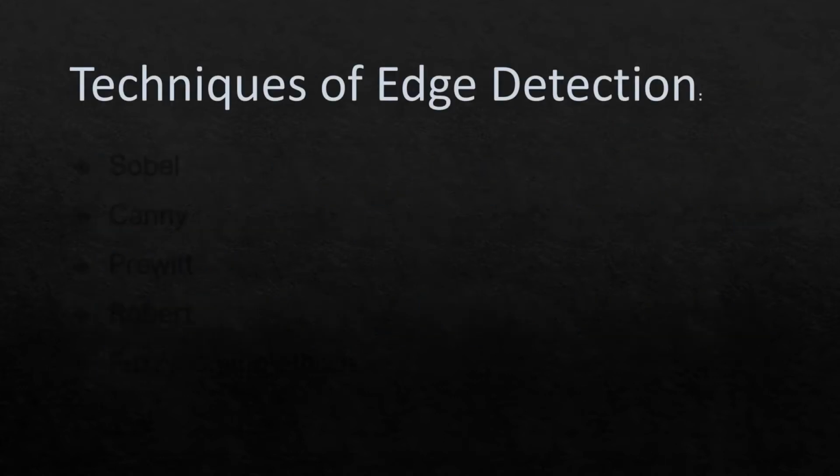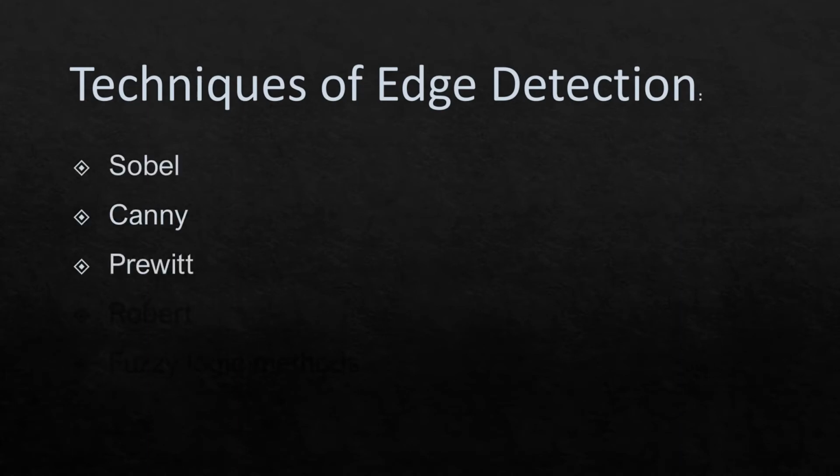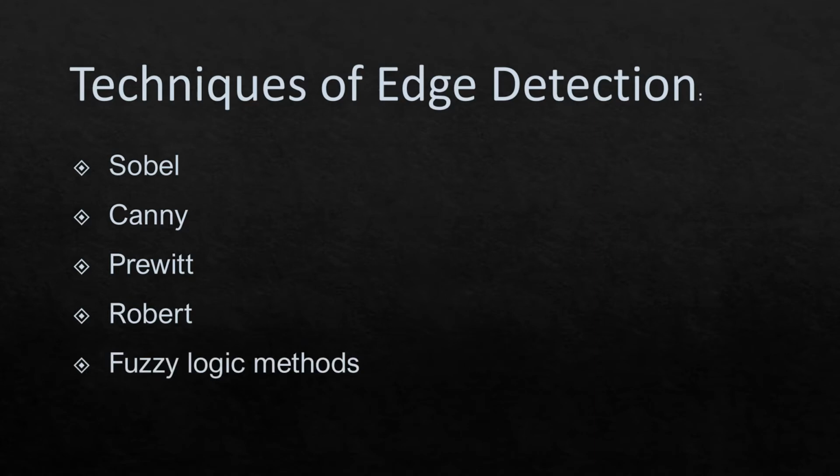So, what are the different techniques of edge detection? We have the Sobel edge, we have Canny edge, the Prewitt, and Roberts. And last, fuzzy logic methods. These are new methods, but now they are used. Canny is the most used among all of these, but today we'll focus on Roberts.